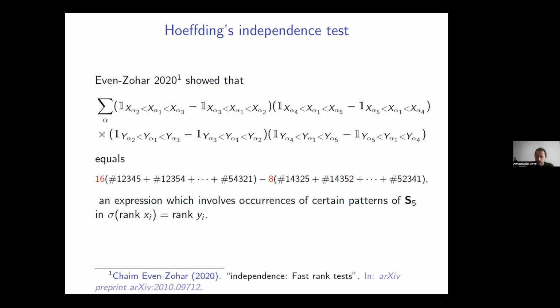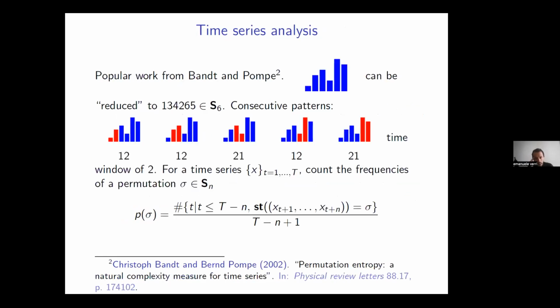Okay, now I will show another example of how permutation patterns are used. There is this very popular paper from Bandt and Pompe that introduces the concept of permutation entropy. Whenever we consider a time series, for example, with a finite time horizon, we can compress it and reduce it to the order of its values.